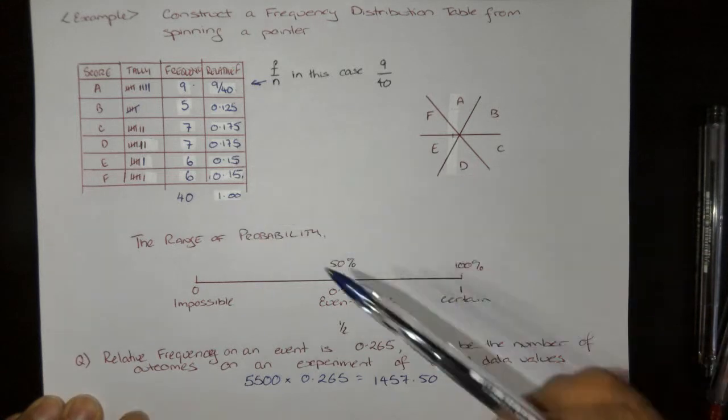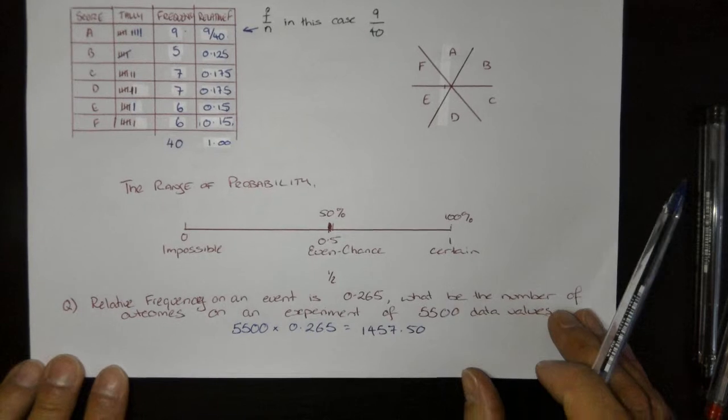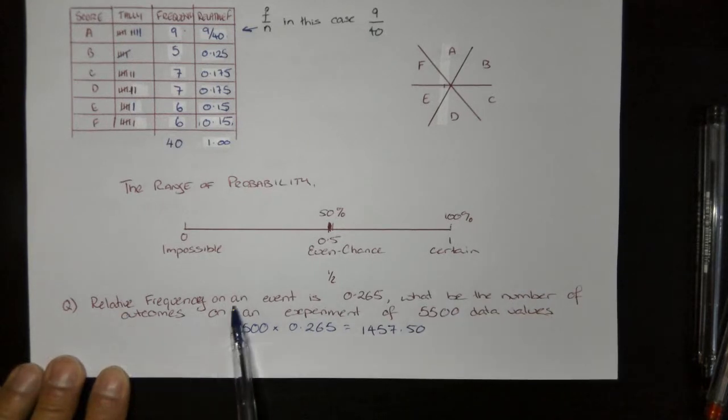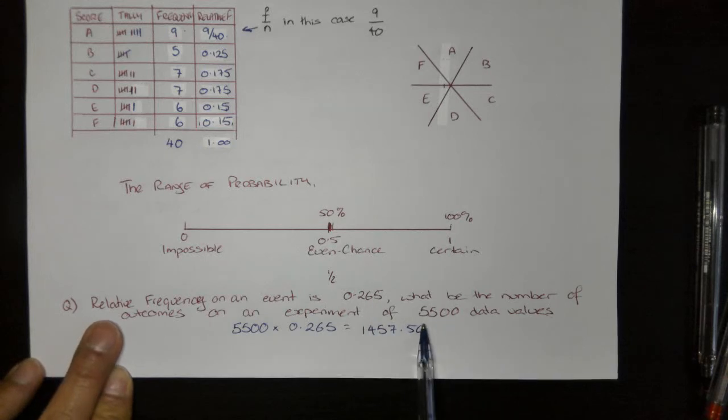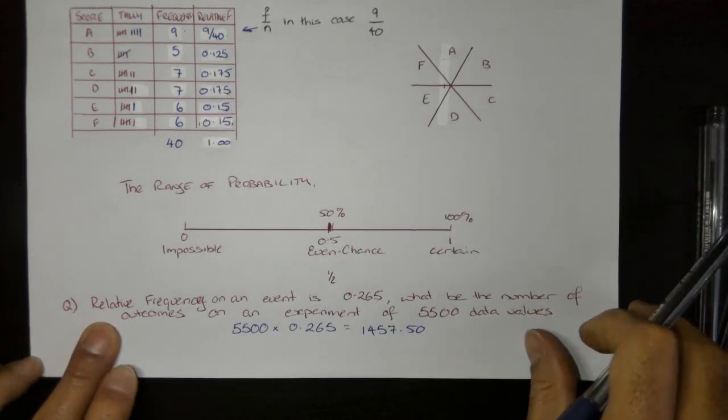events in that experiment. Okay, you may also get these types of questions where you're given the relative frequency. So the relative frequency of an event is 0.265, and we've done so many data values. So what would be the number of outcomes of an experiment of 5,500 data values? All you do is you times the number of data values by the relative frequency. So 5,500 times 0.265 equals 1,457.5, sorry.